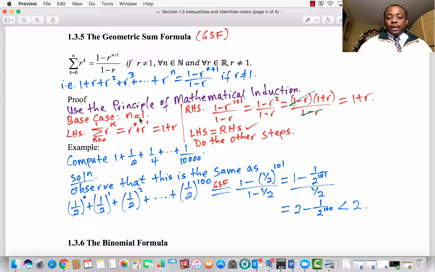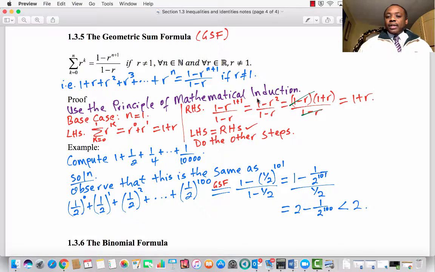When n is 1, the left-hand side will be summation k from 0 to 1, r to the k, which is r to the 0 plus r to the 1, which is 1 plus r. Good. The right-hand side would have 1 minus r to the 1 plus 1 divided by 1 minus r, which equals 1 minus r squared divided by 1 minus r.